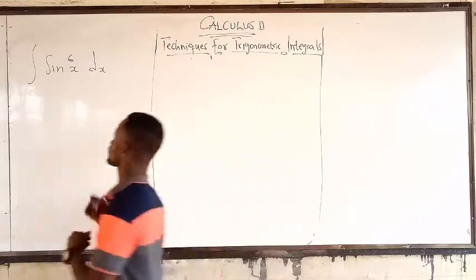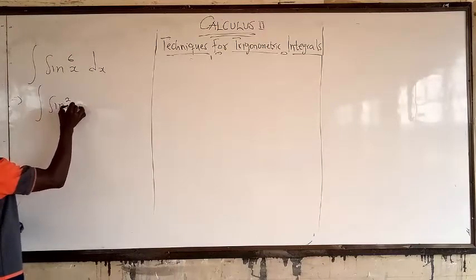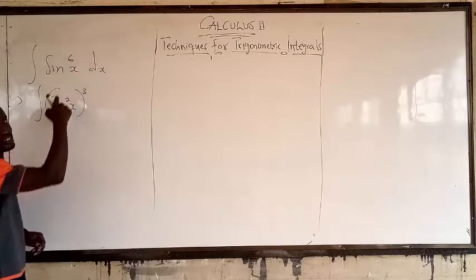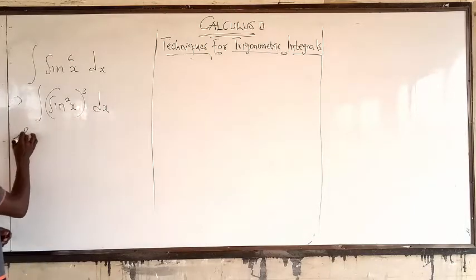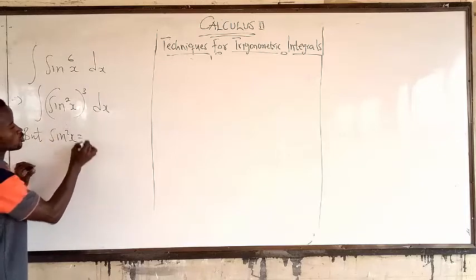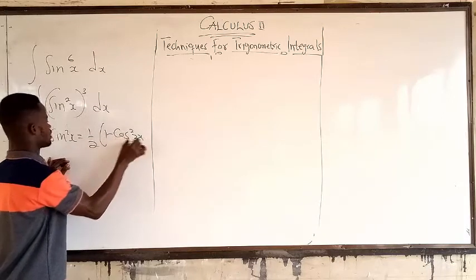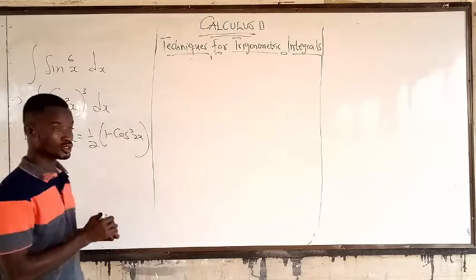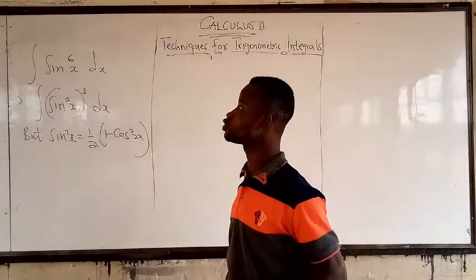So we can write it as sine squared x raised to the power 3. So 2 times 3 is 6. Hope you can see that. But sine squared x is equal to half of 1 minus cos 2x. Don't forget the coefficient there is 1. So with this, we can go and do the substitution back into the integral.